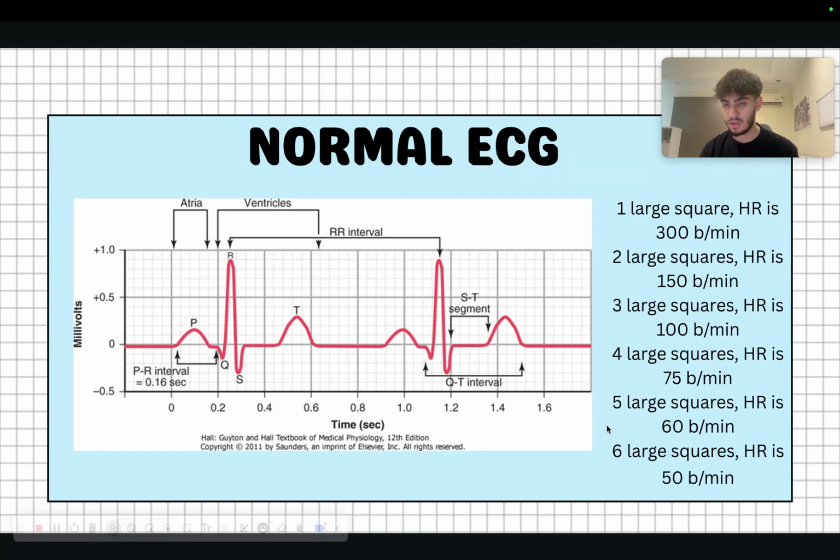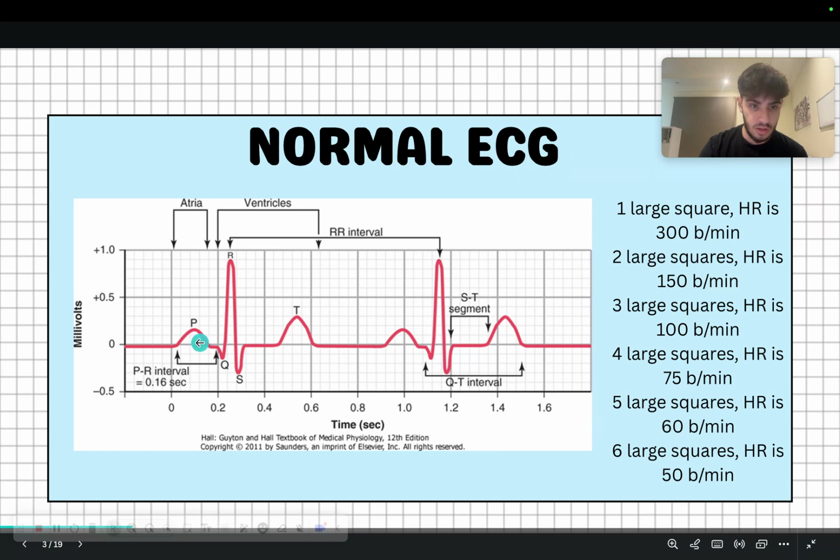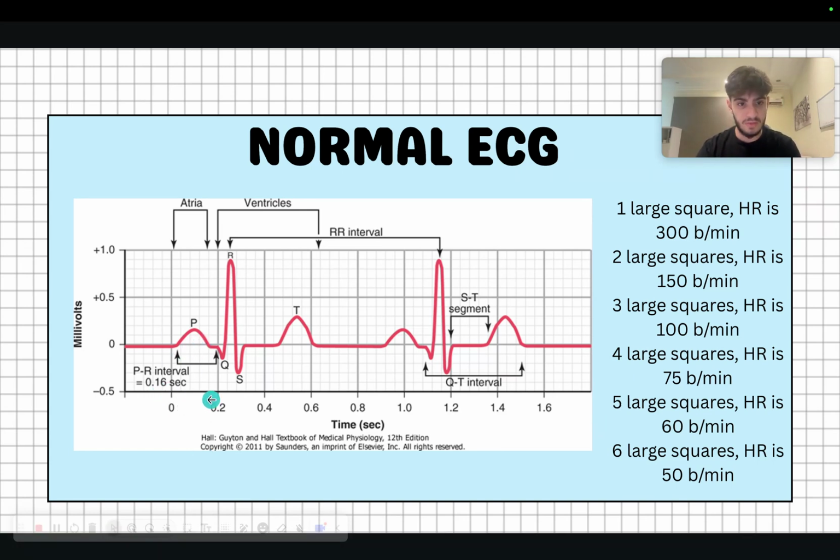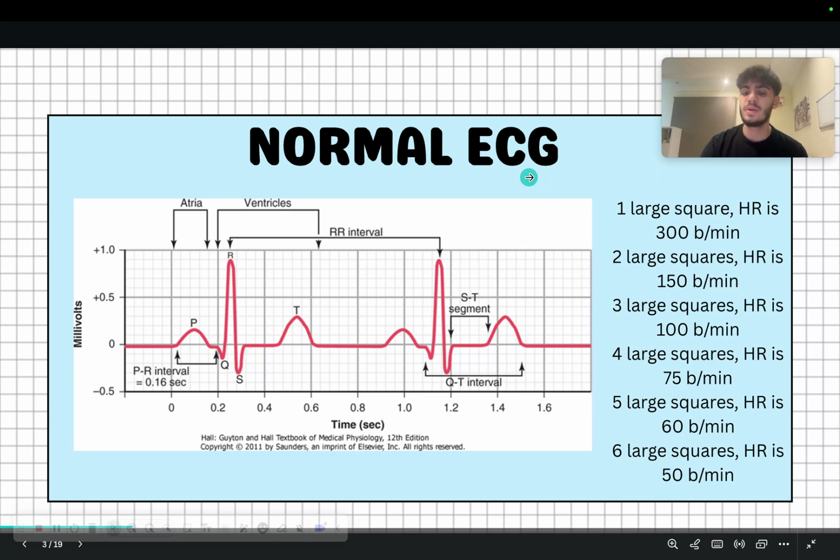Now, before we look into the ECGs of abnormal heart rates, let's first of all understand how the normal ECG looks like. So over here we have the P wave, and as we can see the P wave, it's usually 0.16 seconds, which is going to be important to know for later on. Then we have the QRS complex, and then obviously we have the T wave after. These are really important to know also, so you can be able to calculate the heart rate of a person.